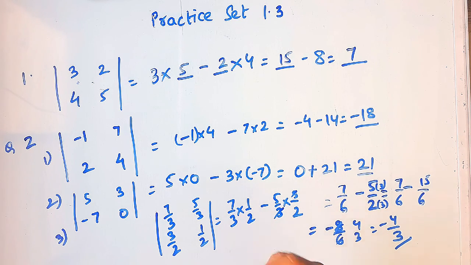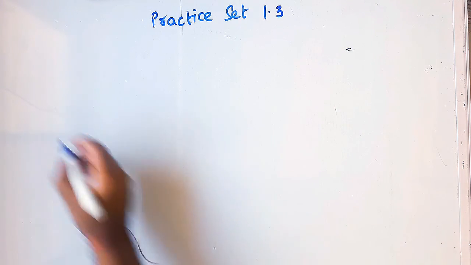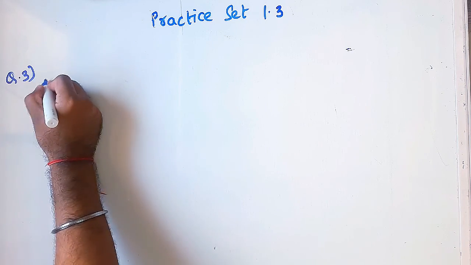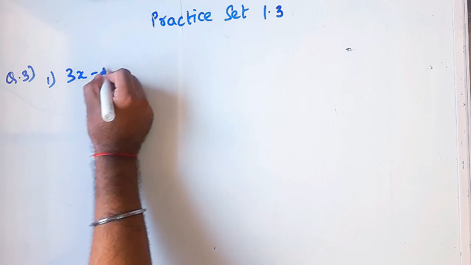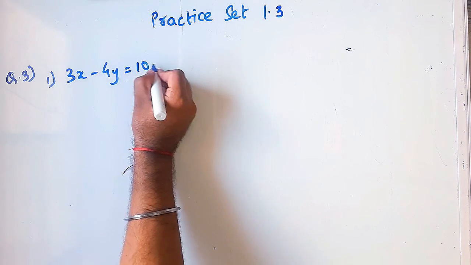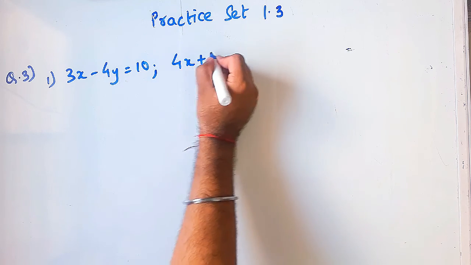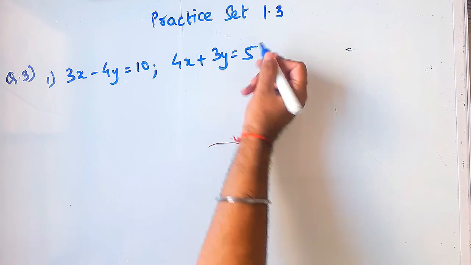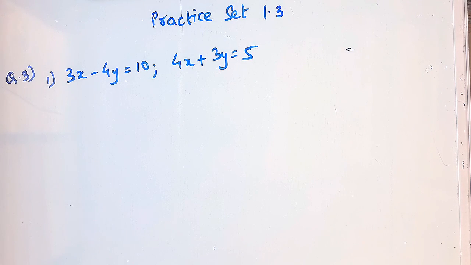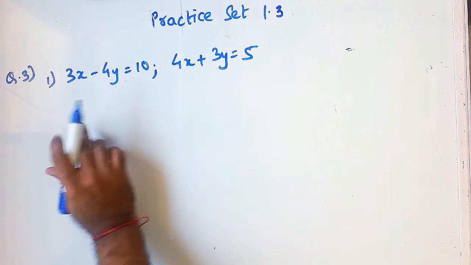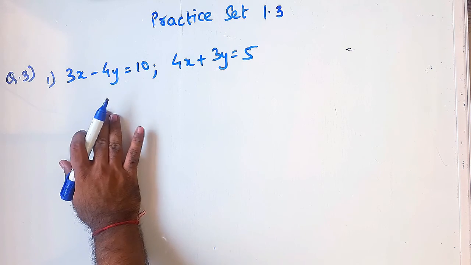Okay, so now this is Cramer's rule. This is very easy. See how to do one sum and the rest will be easier for you. So question 3, first one says 3x minus 4y equals 10 and 4x plus 3y equals 5. You have to remember the formulas here also. And you have to compare this with A, B and C. The equation given should be in this form.